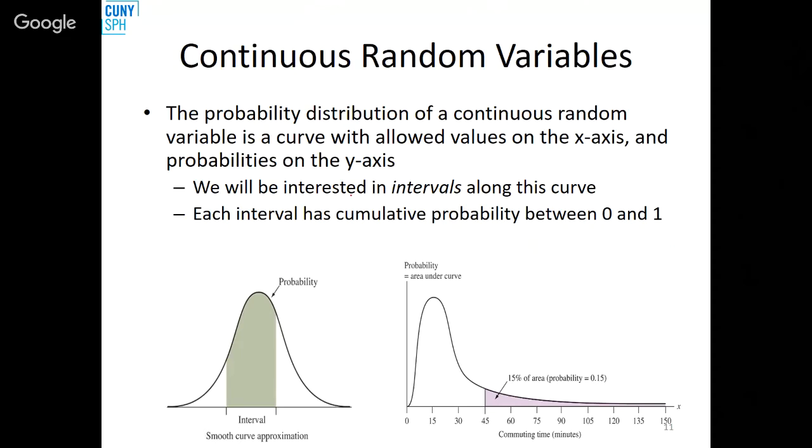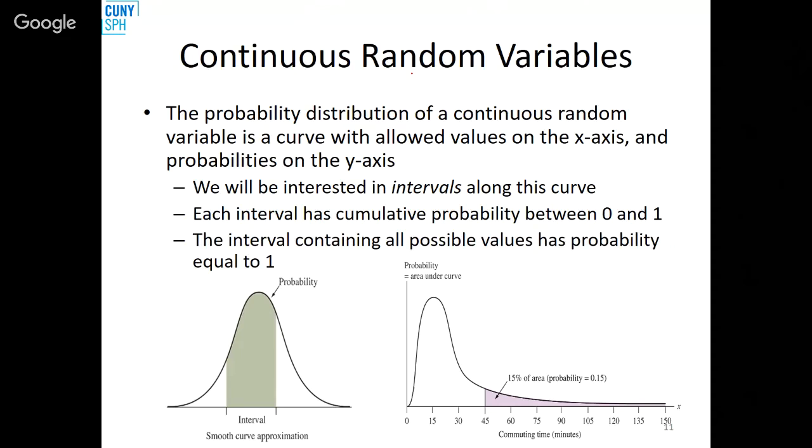So we'll be interested in the area under intervals on these curves, and any interval will have a probability, or an area, somewhere between 0 and 1. The narrower the interval, the smaller it will be, the closer to 0. But it's an area, it's always positive, and it can never be more than 1, because for all exhaustive possibilities the total probability is 1. So as I said, the interval containing all possible values has probability equal to 1.